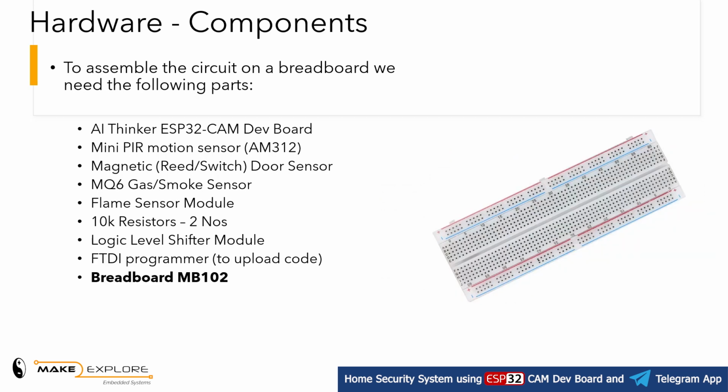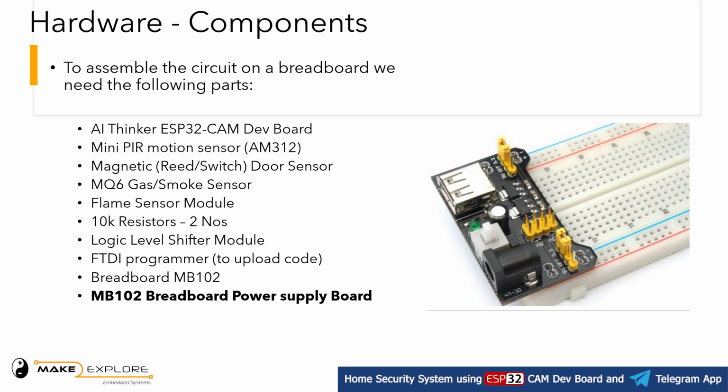After that we will need an MB102 breadboard for mounting all the components. Then we will need the MB102 breadboard power supply module. This module converts the battery power to 5 volt and 3.3 volt levels. This is basically a power converter board which can be mounted on the breadboard like this, and it has onboard AMS1117 power SMDs, which convert voltages to 3.3 volt and 5 volt.